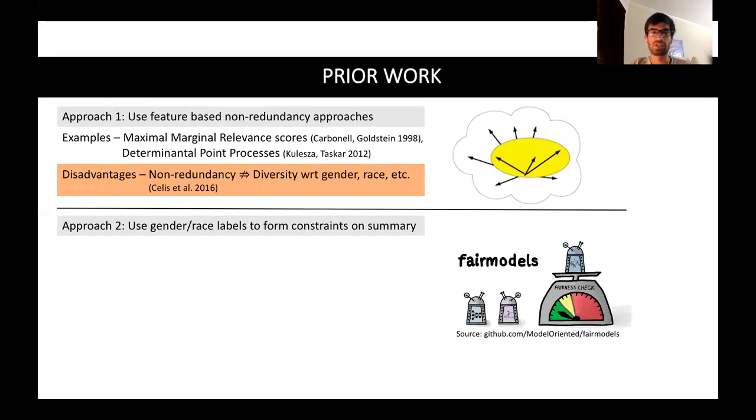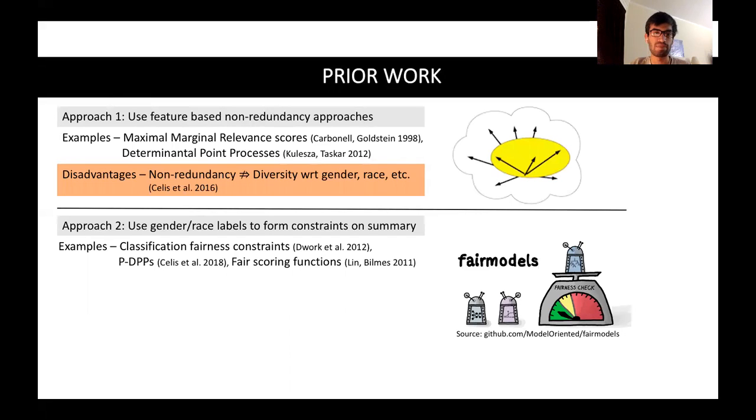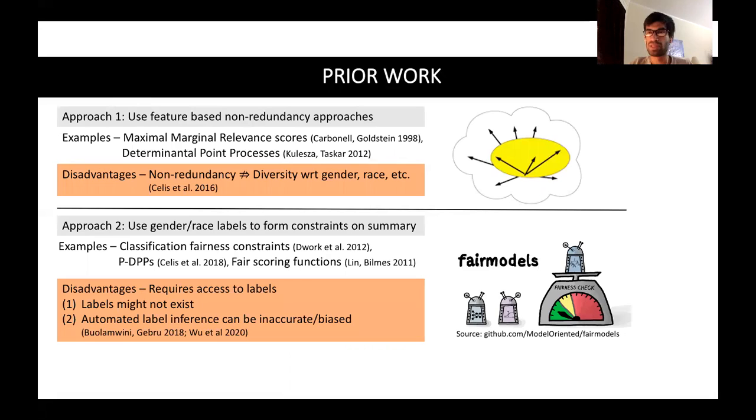The second approach is to use these gender and race labels to form fairness constraints on the summary. And the main problem with this approach is that it requires accurate protected attribute labels, which may not exist if the images have been scraped from different sources. And automated label inference can in itself be inaccurate or very biased.